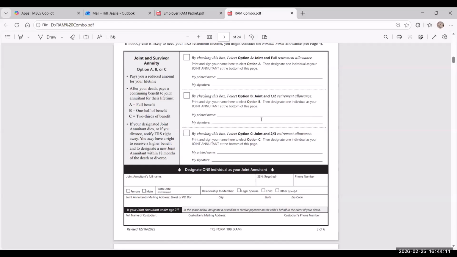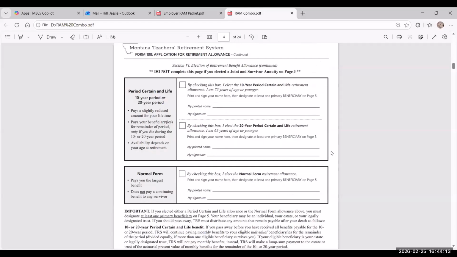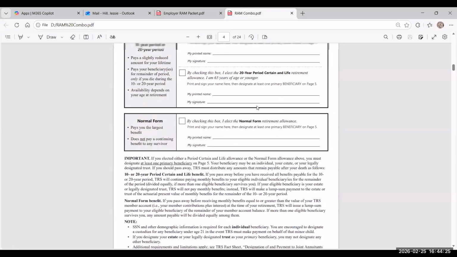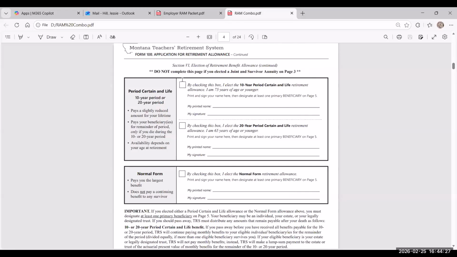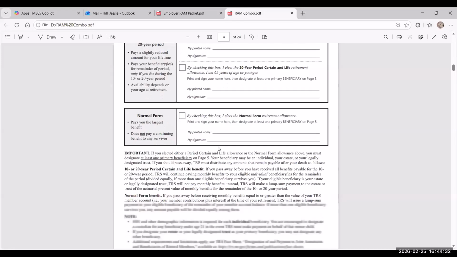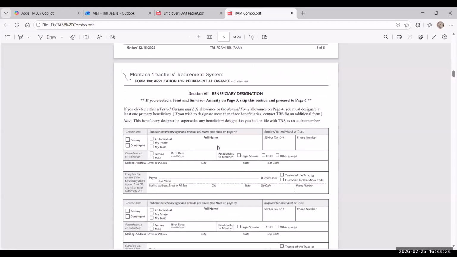If they are not going with A, B, or C, they would completely leave that page blank, and we would move on to this next page, which has the 10-year certain and the 20-year certain, as well as the normal form retirement benefit options, and they would be picking one of those instead. If they are picking one of these ones, it's the same. You're just checking the box, printing your name and signing. But on this option, you flip to the next page.